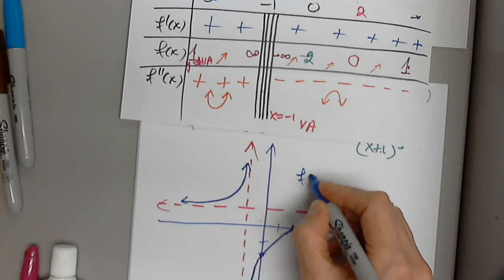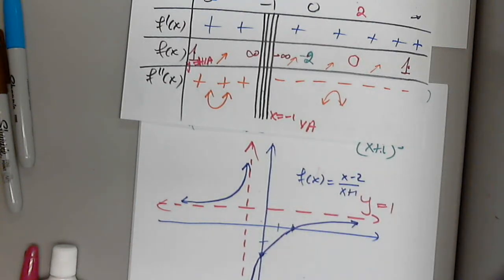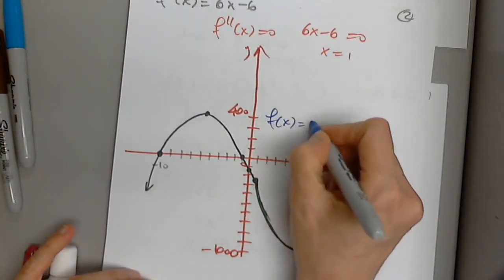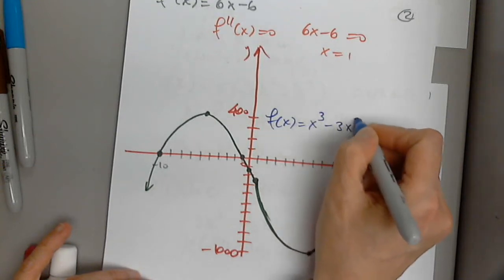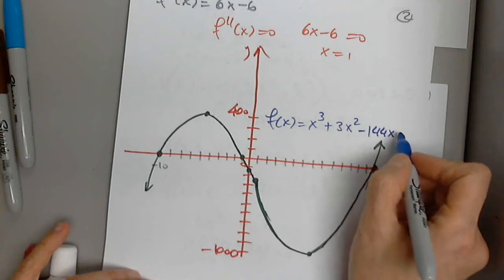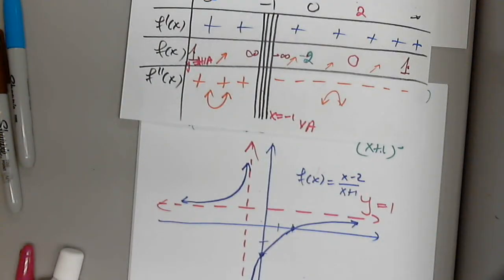So this is the function f of x, x minus 2 over x plus 1. And I should have written here, please go back for a second. F of x, what was it? X to the third minus 3x squared. Was it minus 144x or plus here? And minus 140. Okay, so please always write the function somewhere. Any questions?